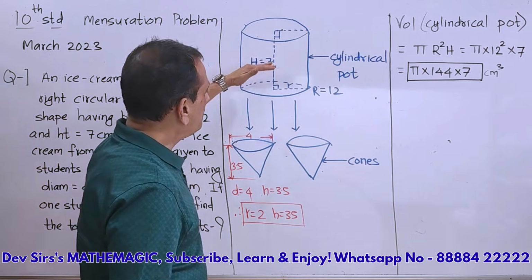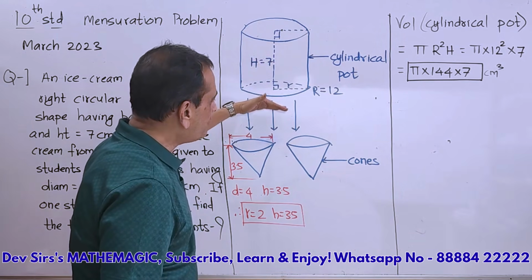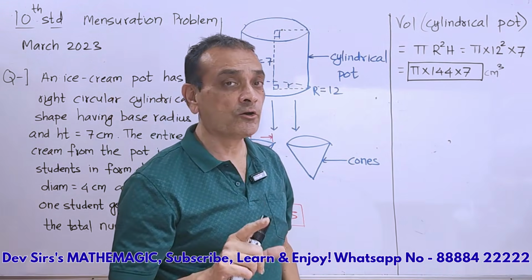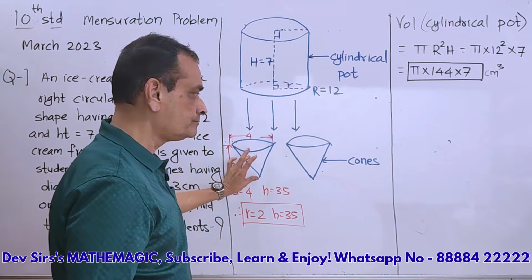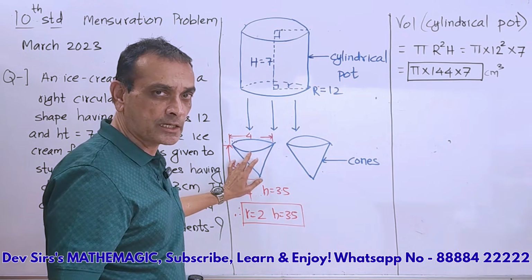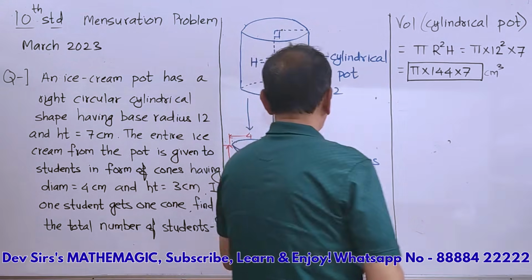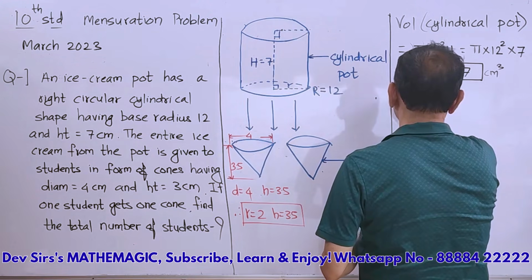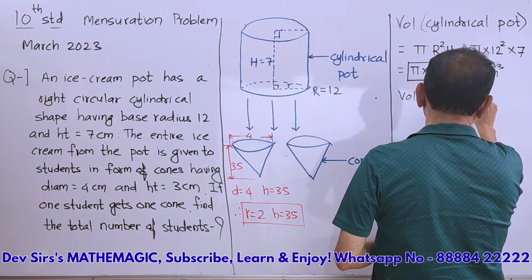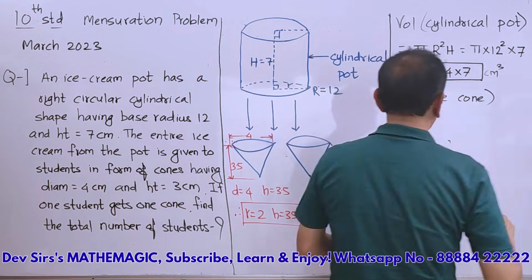Right? Now the ice cream from this cylinder is converted into many cones. So what do we need to find out now? Volume of one cone. All set? Do you have your notebook? Focused? Let's see. Volume of one cone.